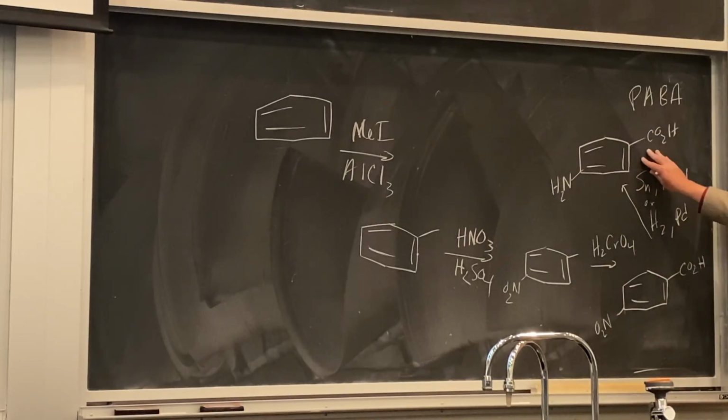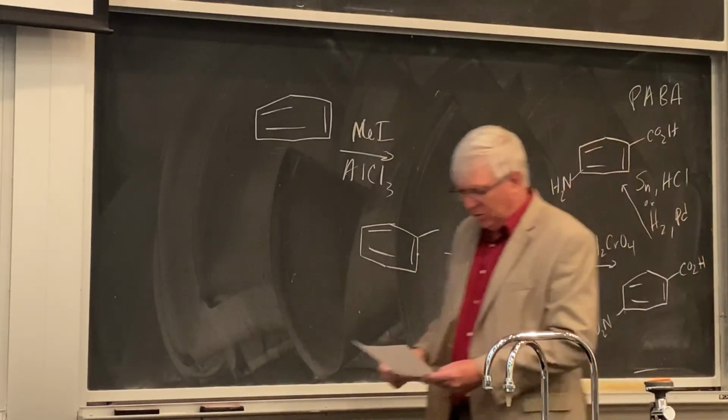It's also the precursor in bacteria to folate, and that pathway is inhibited by the sulfa drugs. We showed you that application. We showed you how to make the sulfa drugs before, but here we're showing you how to make PABA, which is kind of cool.